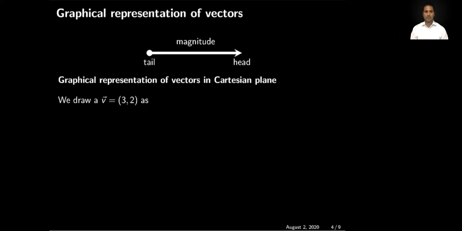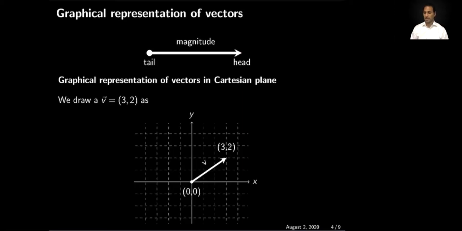For example, we draw a vector v = (3, 2) in a Cartesian plane, taking the tail at 0, 0, the origin, and the head of the vector at 3, 2. Finding the magnitude of such a vector is easier when the tail is at the point 0, 0. The magnitude of this vector is simply found by squaring its components, adding them, and taking the square root. So the magnitude of this vector is square root of 13 in this case.